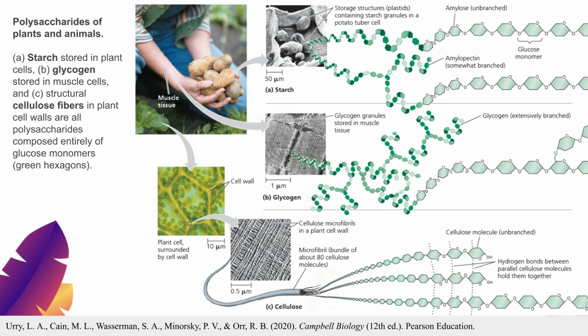This slide shows 3 important polysaccharides, all made of glucose monomers. Starch is stored in plant cells for energy. Glycogen is stored in animal muscle and liver cells. Cellulose forms strong fibers in plant cell walls. Although all 3 are made of glucose, their different arrangements give them very different functions.